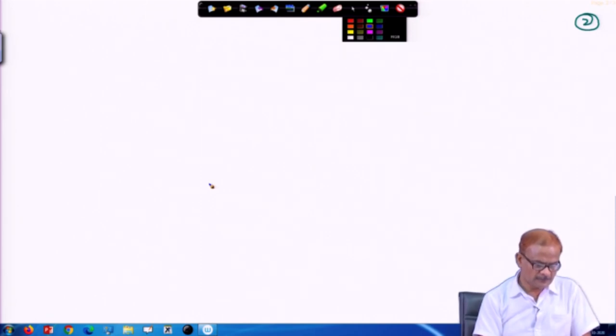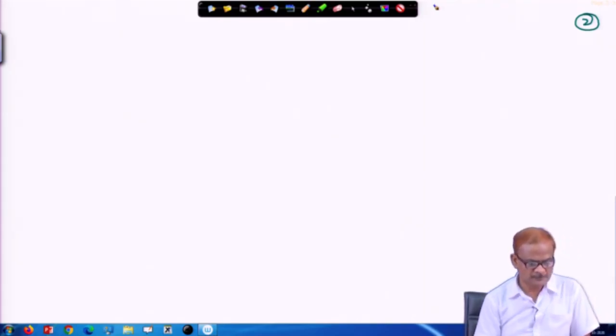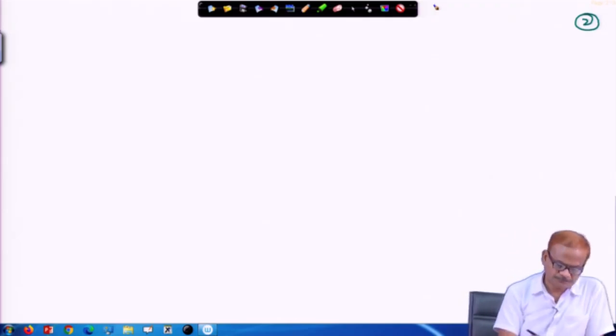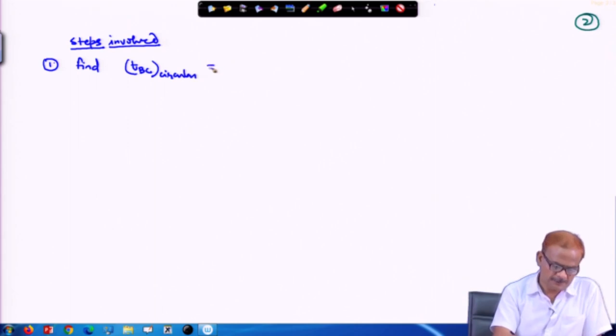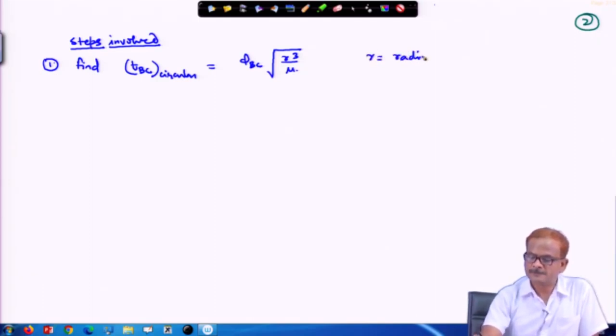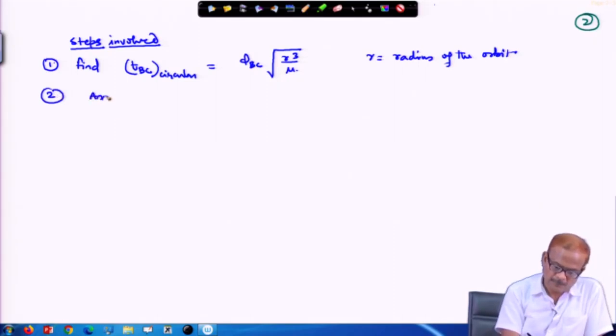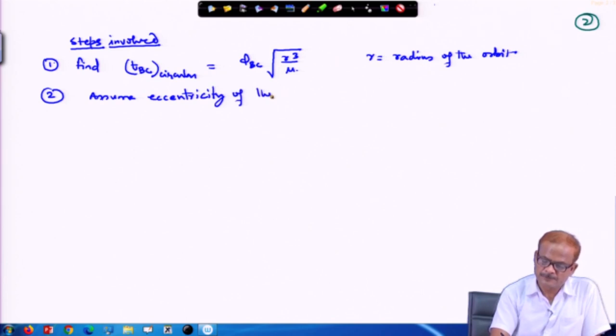So now we have to find out what that hyperbolic orbit or elliptic orbit will be, in which I have to send the satellite so that it catches B at C. So, the steps involved. Find T BC in the circular orbit. This we have already done, this is phi BC times square root of r cubed divided by mu, where r is the radius of the orbit. Then assume the eccentricity of the transfer orbit.